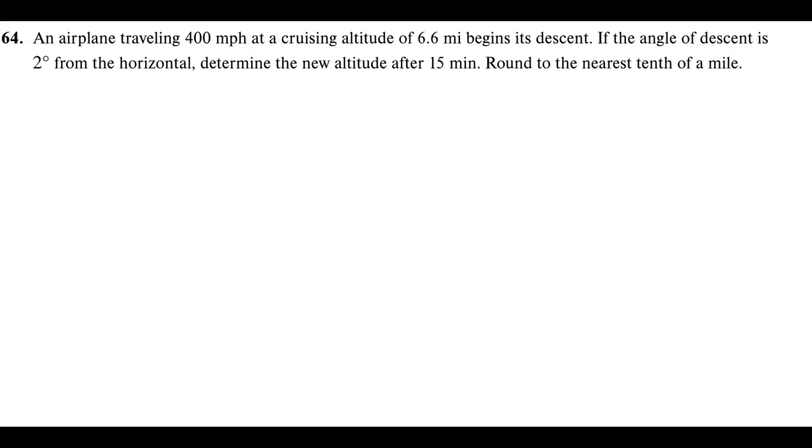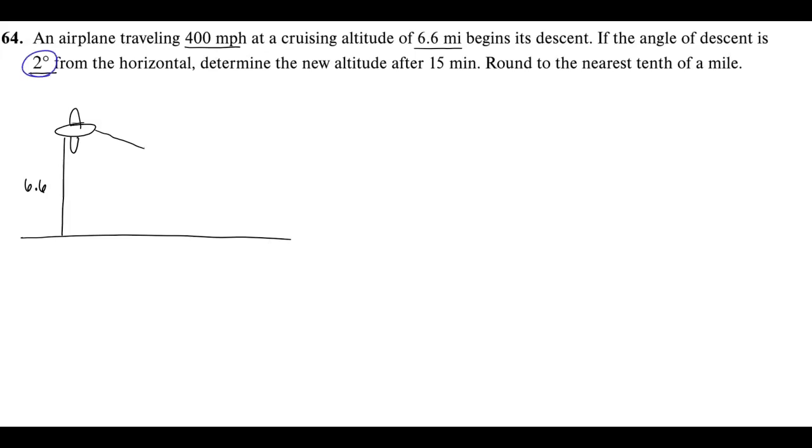On their classwork. So we have an airplane. Let's say here's our airplane. It's traveling 400 miles per hour and it's cruising at an altitude of 6.6 miles. So the airplane is currently 6.6 miles above the ground. It then begins its descent, so the plane is now going to be moving downward, and it's descending. The angle of descent is 2 degrees from the horizontal.